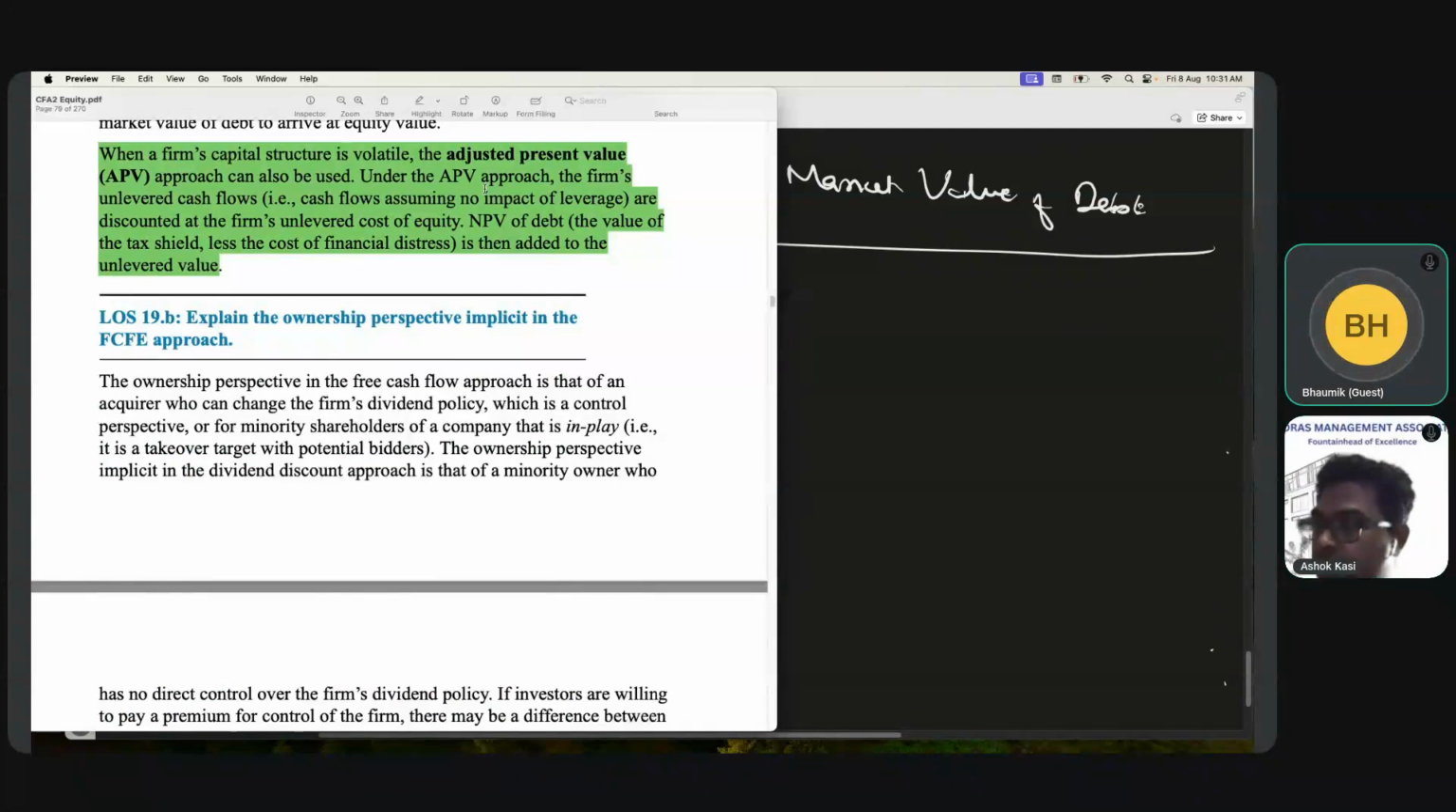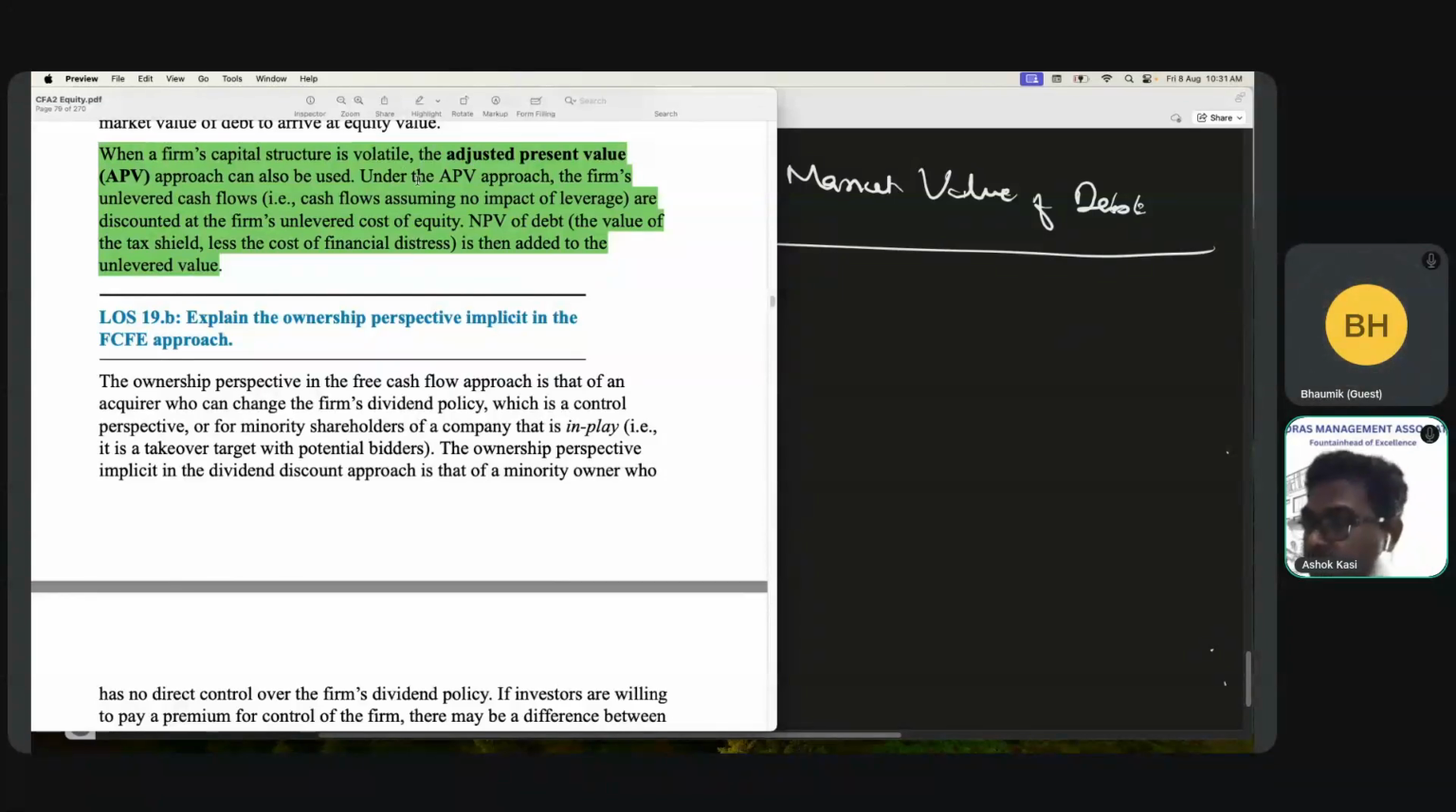Are you able to understand this line? When a capital structure is volatile, what does volatile mean? You keep changing the capital structure again and again. Changing the capital structure again and again means you are increasing equity, or reducing equity, or increasing debt, or reducing debt. So, a volatile capital structure.